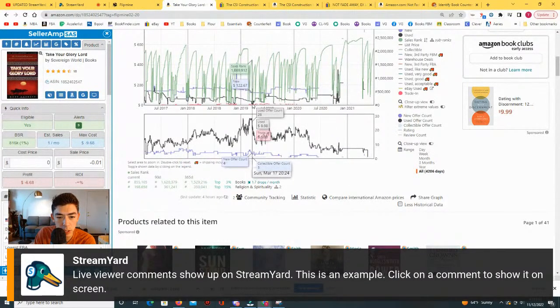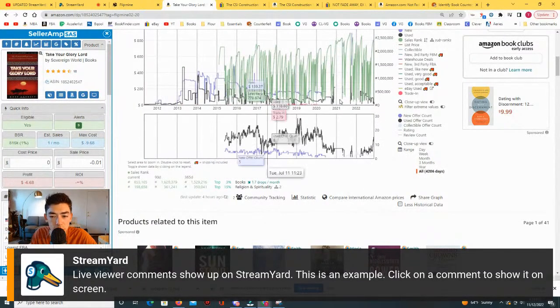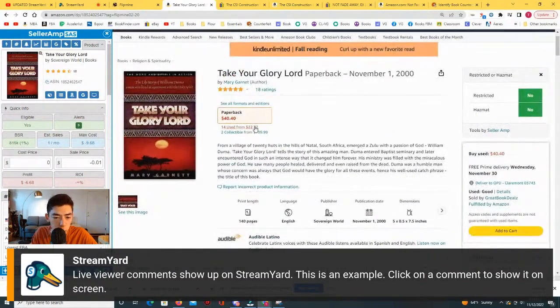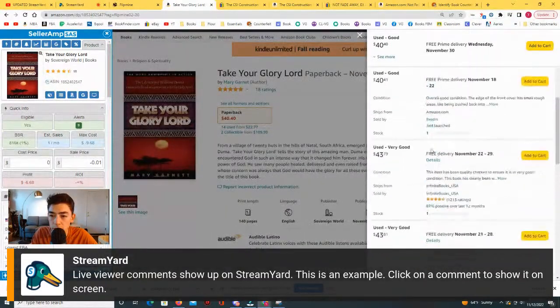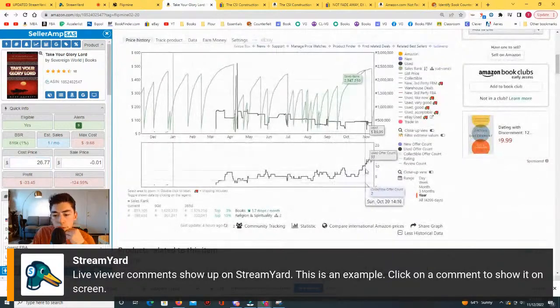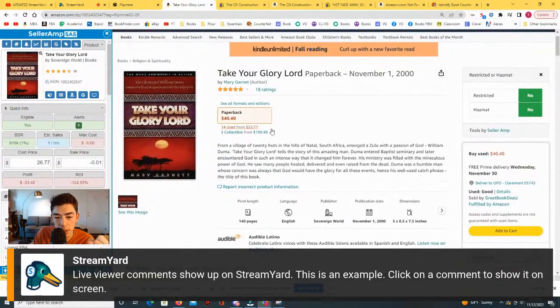but then also as low as, how low is this here? As low as $9 or $10. So this is an interesting book. Probably the reason I wouldn't buy this book though is the used offer count. You can see that even though we can buy it for $26.77, used offer count is creeping up. It's now up to about 14, and there is an Amazon FBA seller at $40.